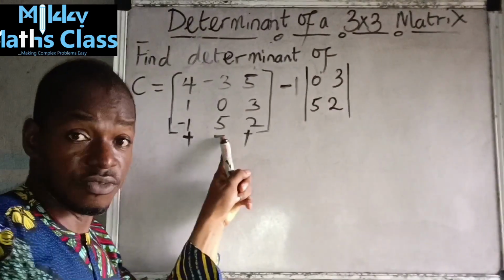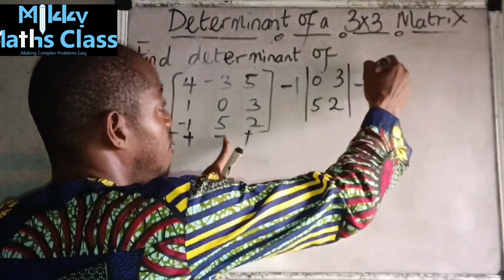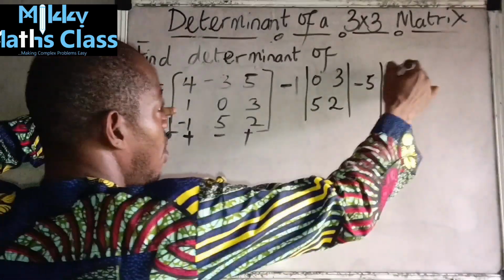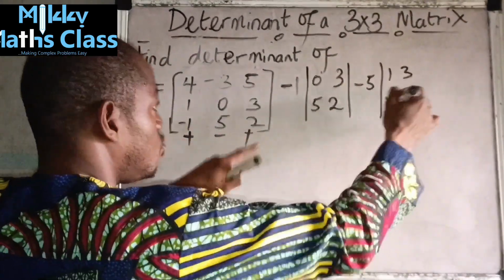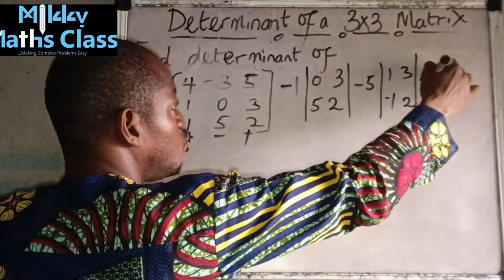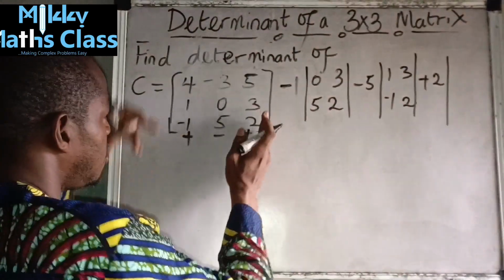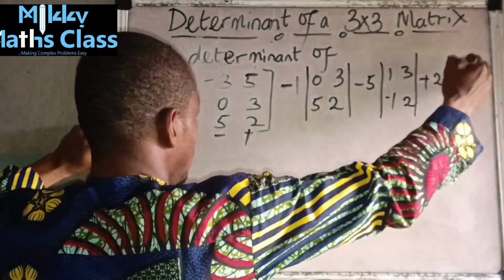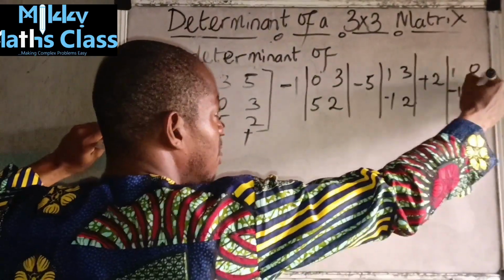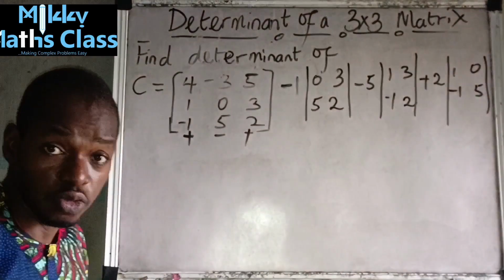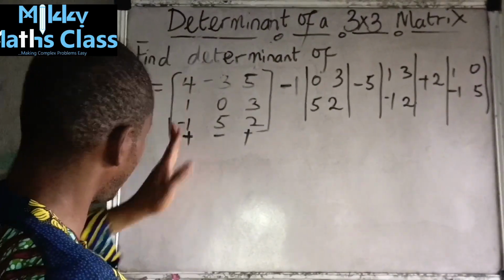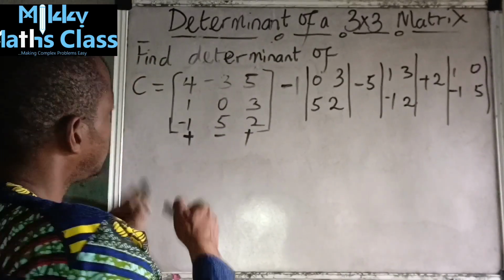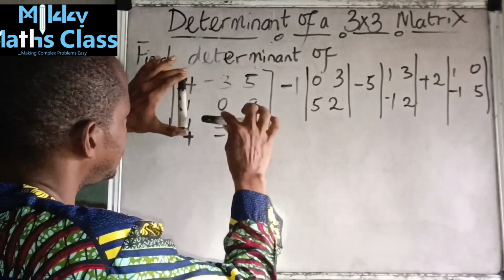Now this is negative 5, the second element there. Cover what is up, cover what is by the side. I have 1, 3, negative 1, and 2. And the last one is plus 2. Then cover what is here, cover what is here. I have 1, 0, negative 1, and 5. That's how to do it. Whatever number you pick here, you cover what is on top of it and what is by the side.